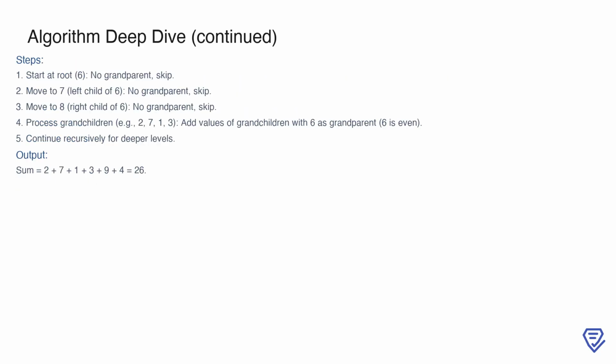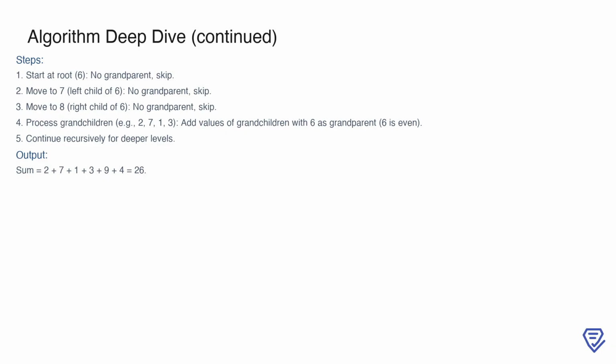In this example, the root node is 6. Since the root has no grandparent, its value is skipped. The same applies to its immediate children, 7 and 8, as they also lack grandparents. However, when we move to the grandchildren, nodes 2, 7, 1, and 3, we see that they all have 6 as their grandparent, and since 6 is even, their values are added to the sum.